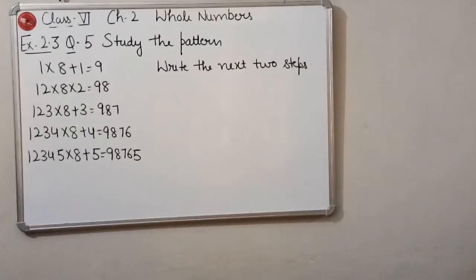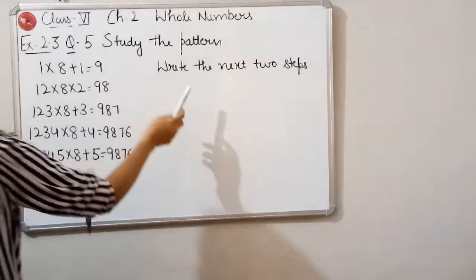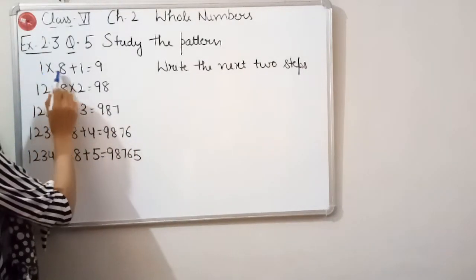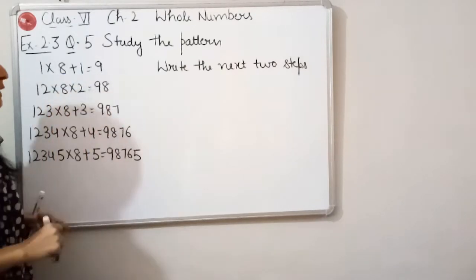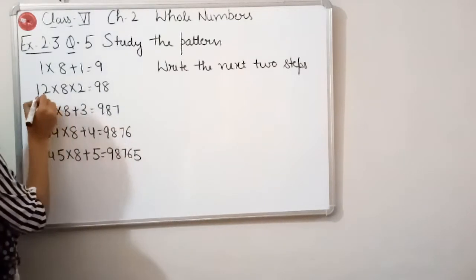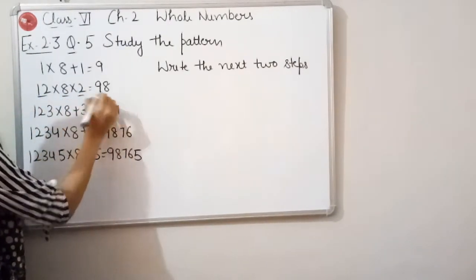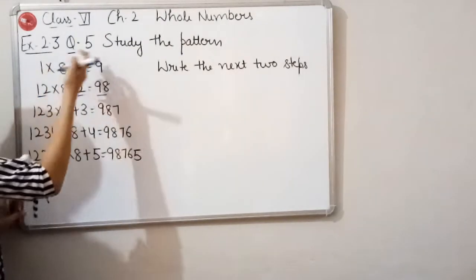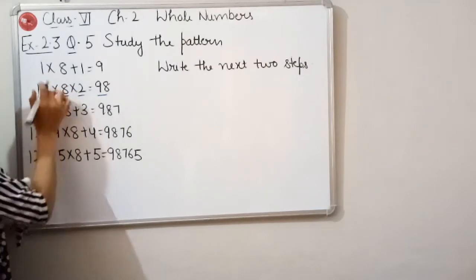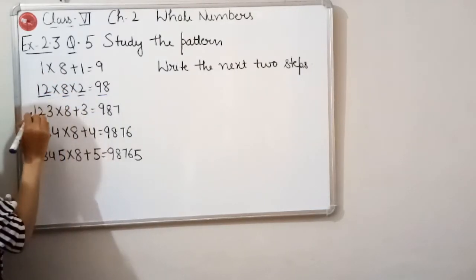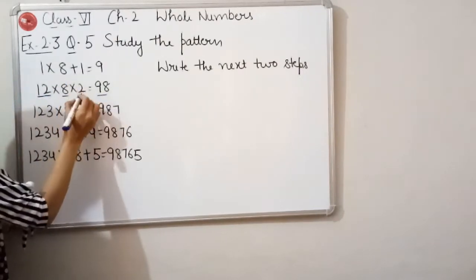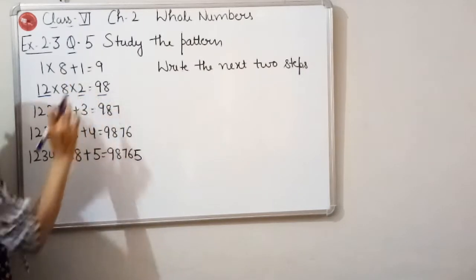Now question number 5 is, study the pattern and write the next 2 steps. What is the pattern here? 1 multiplied by 8 plus 1 is equal to 9. This is our first step. Second is 12 multiplied by 8 plus 2 is equal to 98. What are the changes in step 1 and step 2? In step 2 we have added this 2 here with this 1. Then we have written 2 in place of 1.